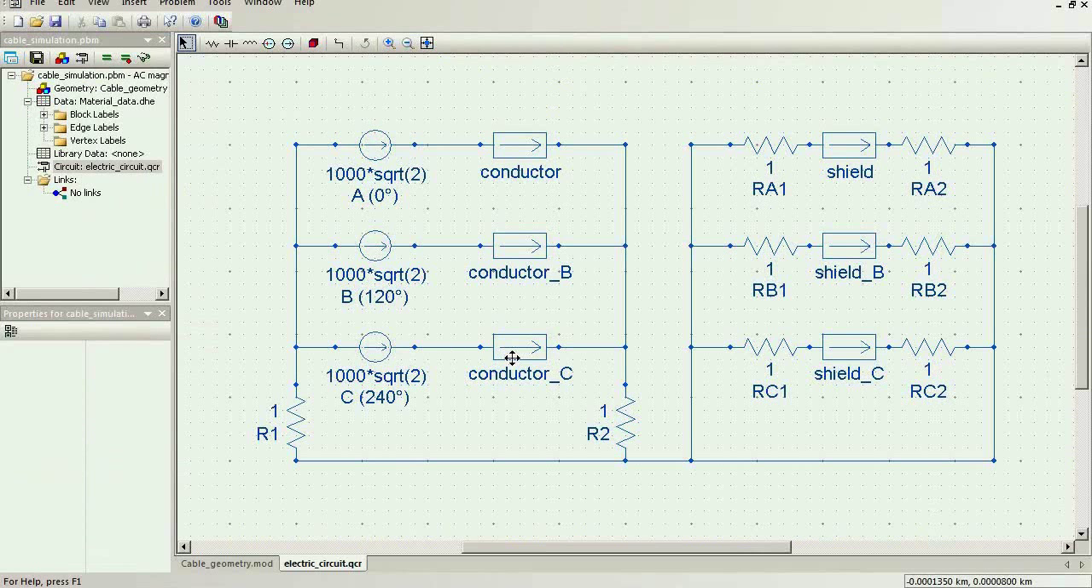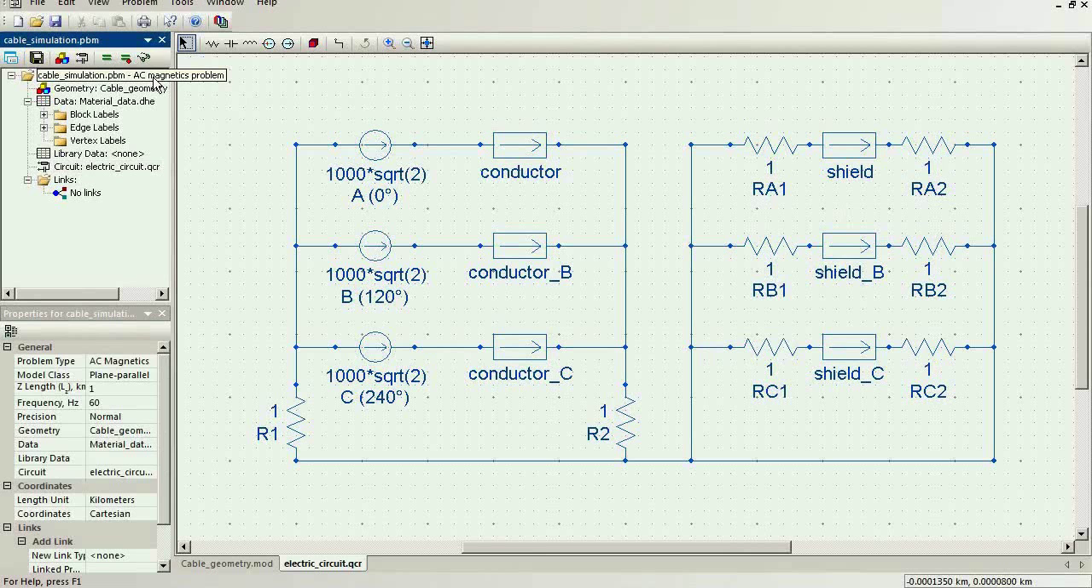Cables are carrying current of 1000 amperes. These are connections to the ground, and the shield of the cable is also connected to the ground on both ends of the cable. This is simulation of the cable on site, so here I specify the real length of the cable, 1 kilometer.